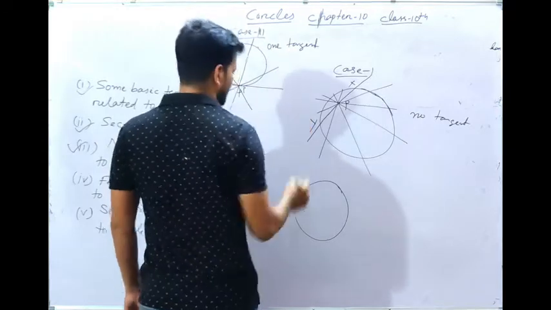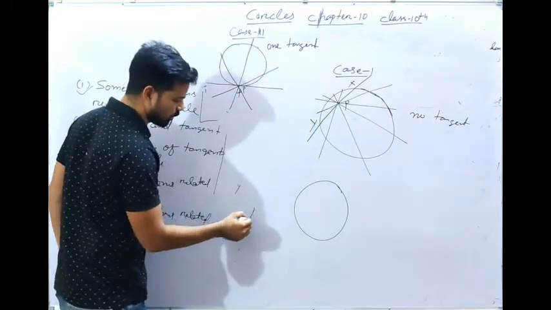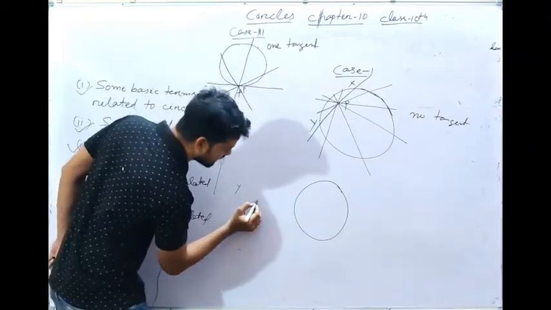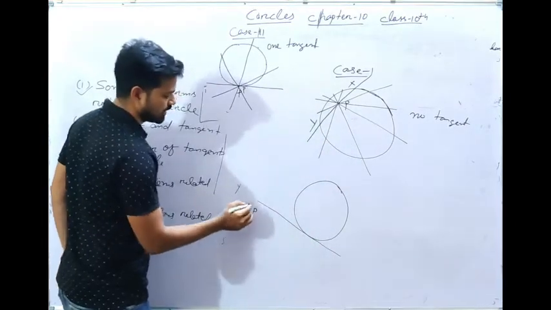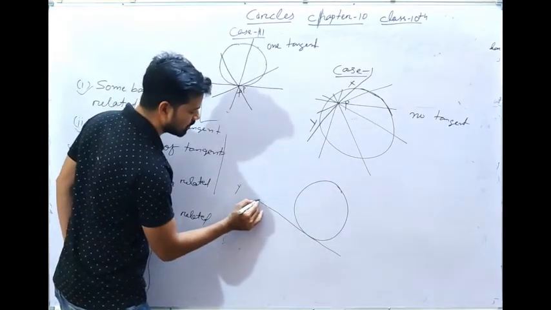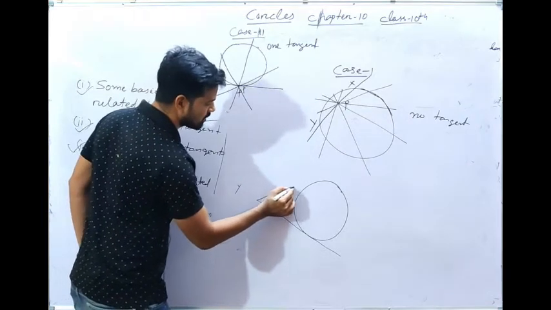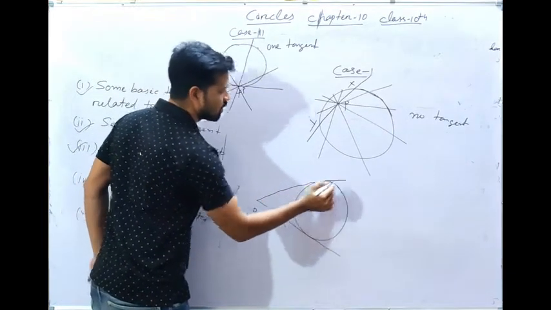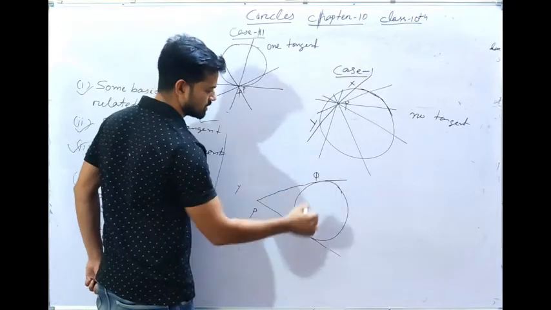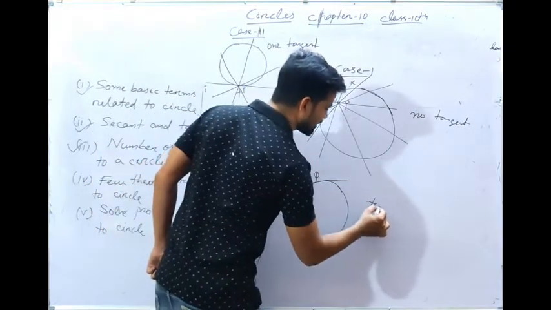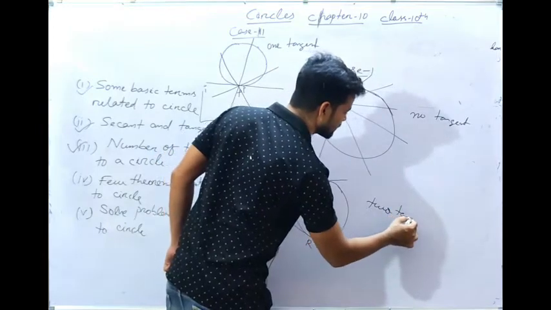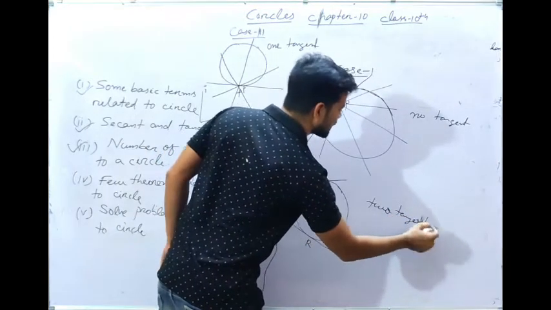Now in this case, suppose this is the point P. You can see that I can draw a tangent in the downward direction. Also I can draw a tangent in the upward direction. This is Q, this is R. In this case, how many tangents are there? 2 tangents.